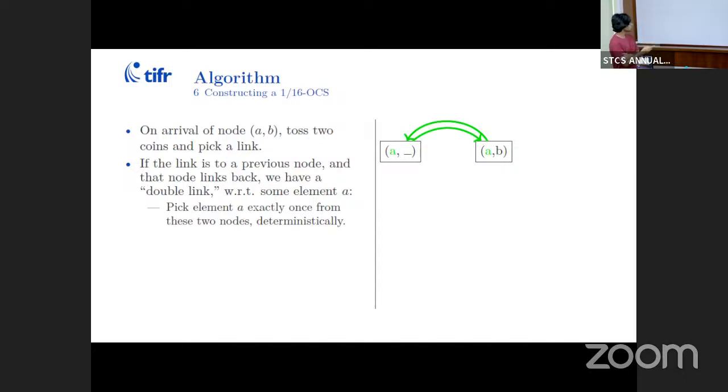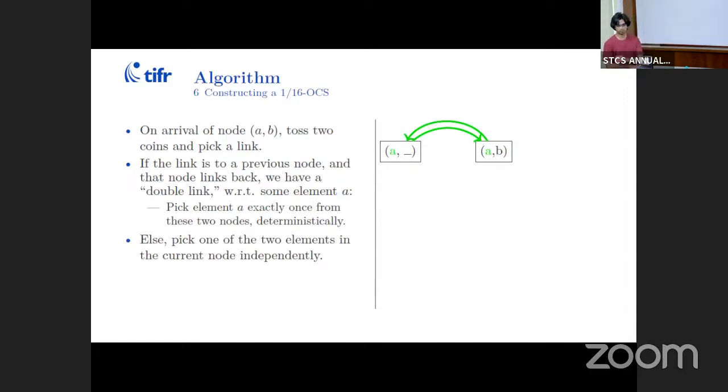So whenever such a double link occurs, I would pick deterministically. Whatever I picked in the past turn, I would pick the opposite. For instance, when there is a double link, I would go and ask, what did I pick here? If I happened to pick A, I would not pick A now, I would pick B. If I happened to not pick A, then now I would for certain pick A. This is what I would do in case of a double link, and if it is not a double link, I would just arbitrarily pick one of them.